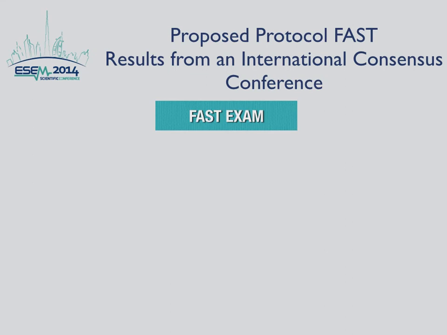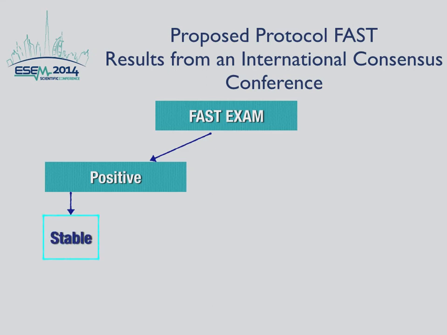There are a number of proposed protocols for how to incorporate an EFAST exam when you evaluate your patient after a trauma. And this is from the International Consensus Conference. So if you perform a FAST exam and the FAST exam is positive for intraperitoneal fluid and the patient is hemodynamically stable, they suggest getting a CT scan to evaluate the extent of injury and what is the source of injury. On the other hand, if the patient is unstable, the recommendation is that the patient needs to go to the OR for exploration of the injury.